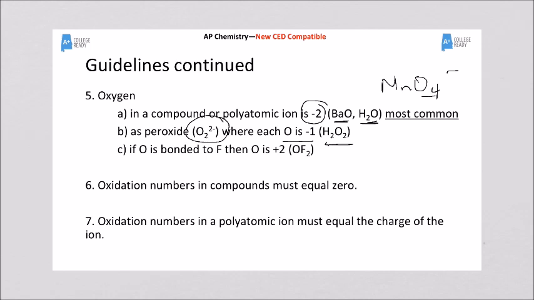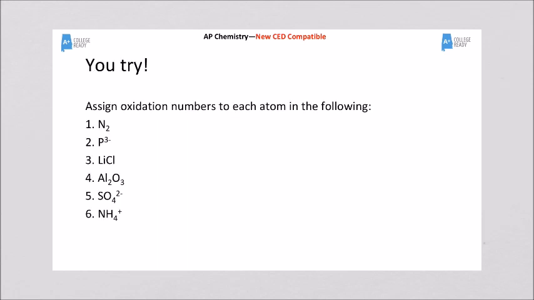For C, oxygen, and this seems a little strange, but fluoride always gets to be negative 1. So if oxygen is actually bonded to fluorine, which we can see randomly, oxygen would have to take on a positive role. In this case, it would be positive 2. And number 6, oxidation numbers in a compound must equal 0. We'll go through some examples and I'll show you what that looks like. And then number 7, the oxidation numbers in a polyatomic ion must equal the charge of that ion. So here are some we can try.